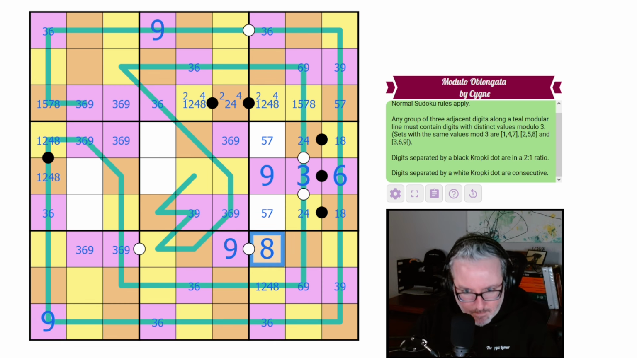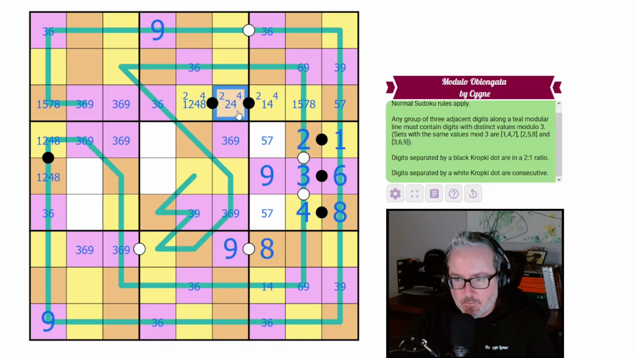Now, we know what these are. This is 8. This is 8. This is 2, 1, 4. We can get to business. Wow, not 2, 8. This one has to be from the 1, 4, 7. So it's not 2, 8. This has to be from the 2, 5, 8. So it is the 2. Which means these are a 1, 4 pair. That makes complete sense.